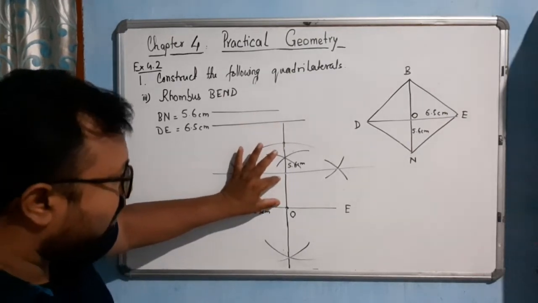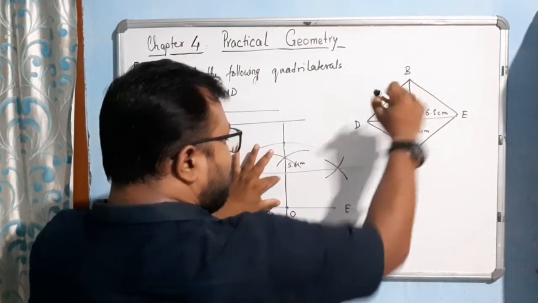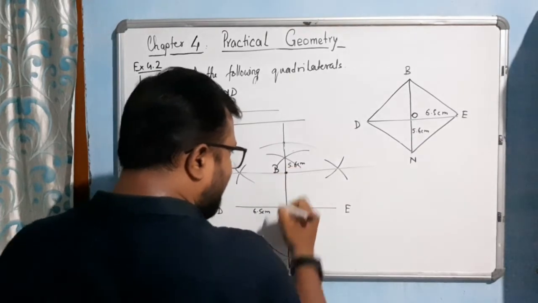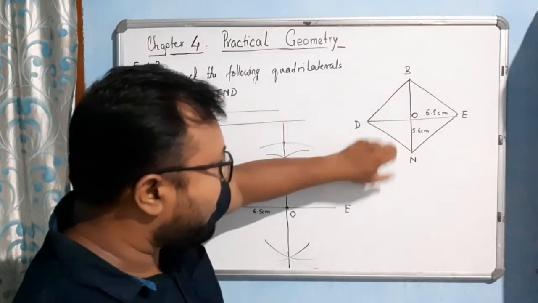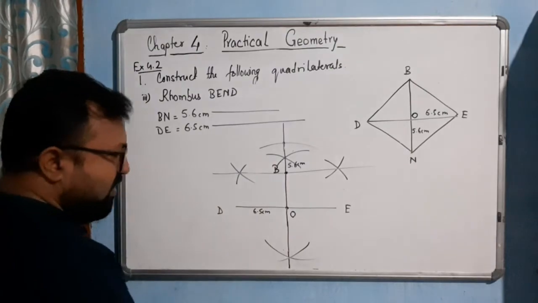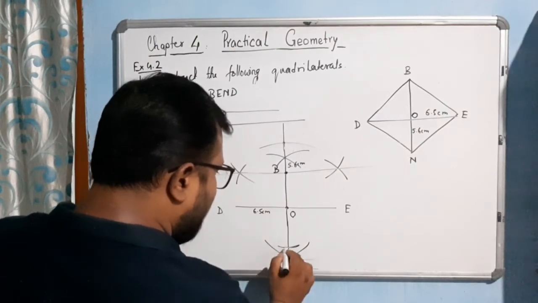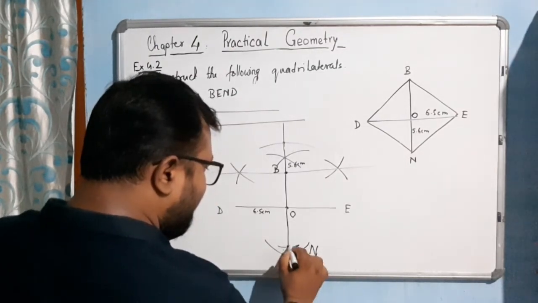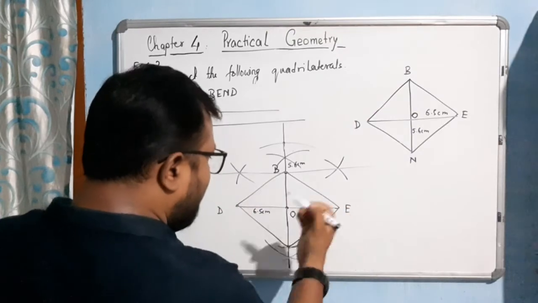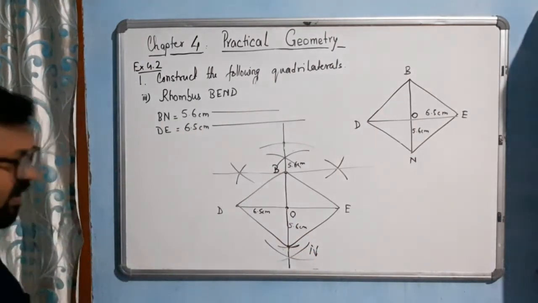Is that clear now? This is our vertex B. Why? Because from O to B is half of 5.6. So from this to this is half of 5.6. This will be our required vertex B. Now from B to N is how much? 5.6. You will measure it, place the pin here and draw an arc of 5.6 in this direction. Somewhere here you will get 5.6. This is our required point N. Now join the lines. This is our required rhombus. This is 5.6. Is it clear?